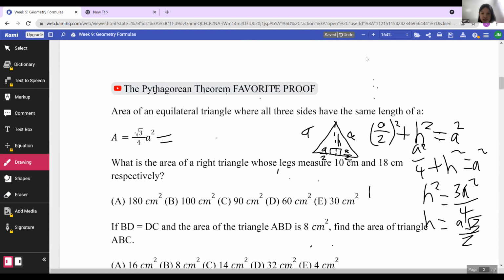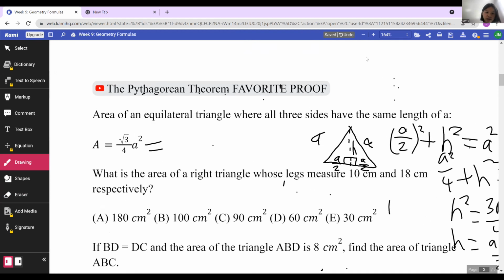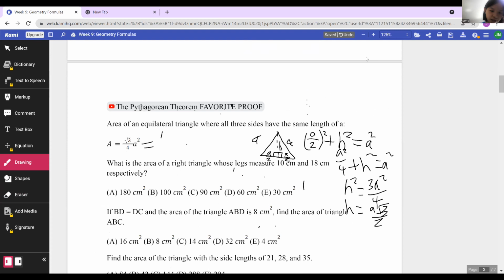Applying the general formula for the area of a triangle, 1 over 2 times base times height, we get 1 over 2 times A, the base, times the height, A root 3 over 2, which equates to this expression.